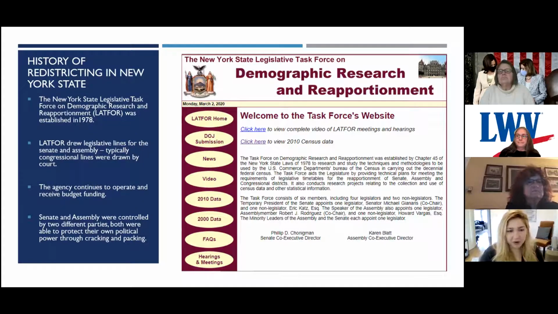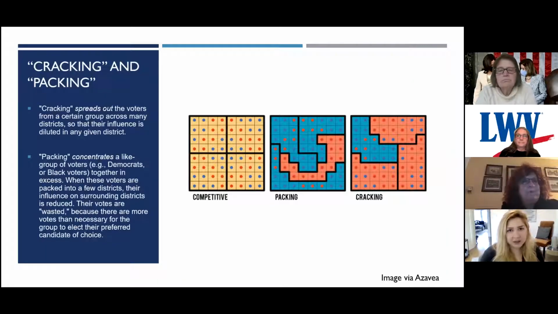It allowed for a lot of gerrymandering, a lot of cracking and packing, which I have some slides on because I feel like cracking and packing gets tossed around so much. And even when I started looking into redistricting, it took me a lot of visual aids to fully understand what is meant by cracking and packing.